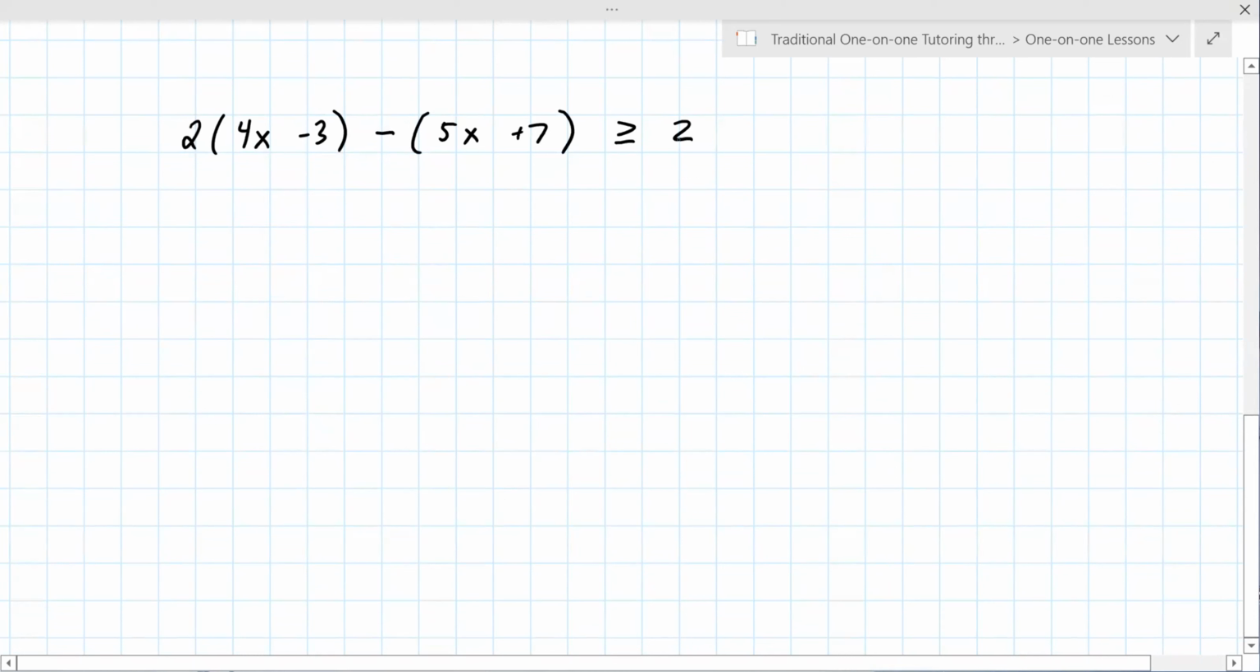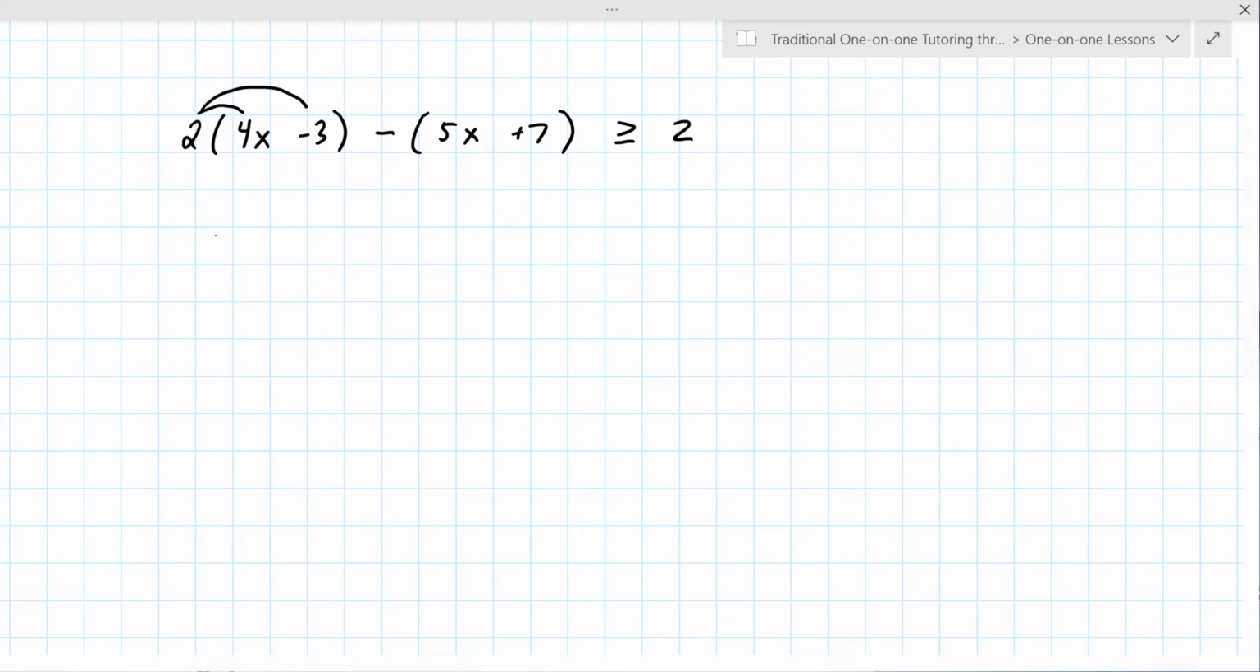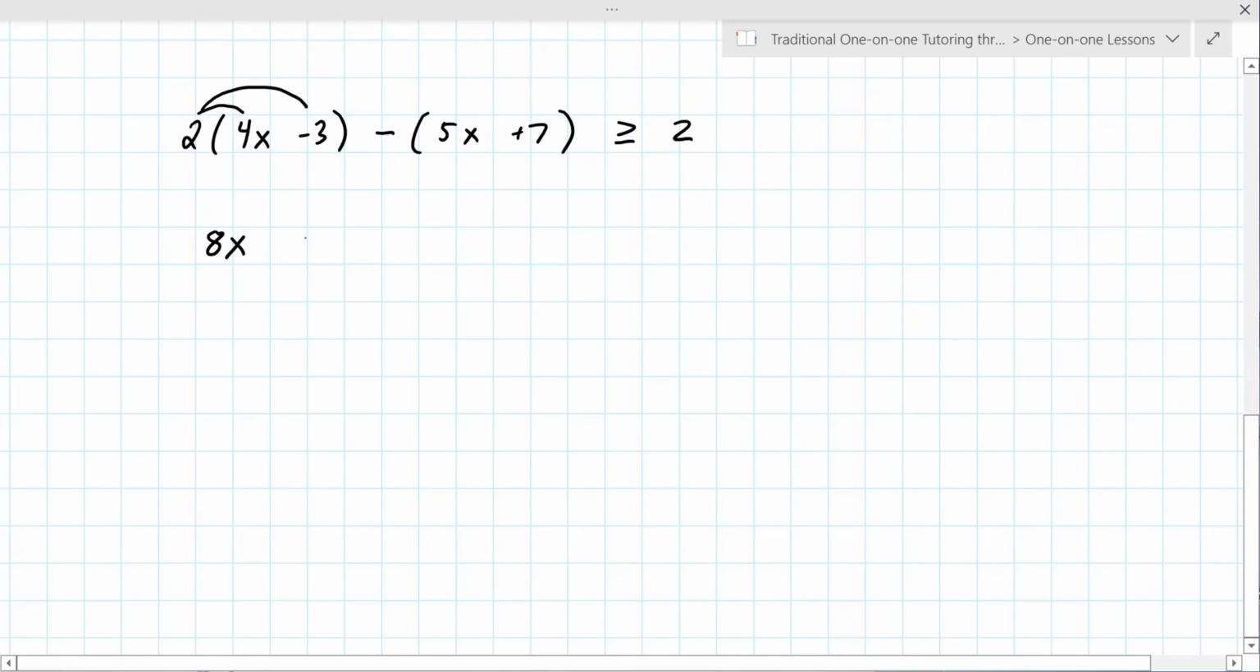Okay, so the first thing here is kind of like what you just did. You're going to distribute that 2 into both terms here. Could you work on that and tell me what the result is when you distribute that in? So it would be 8x for the first part, and then -6. Good.